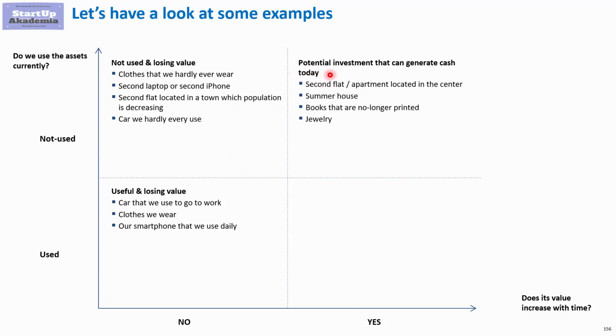In potential investments that generate cash today, we could have a second flat or apartment located in the center, maybe a summer house, books that are no longer printed, and jewelry. And the last group, useful and valuable, would be, for example, a first flat or apartment that is located in the center where we live now.